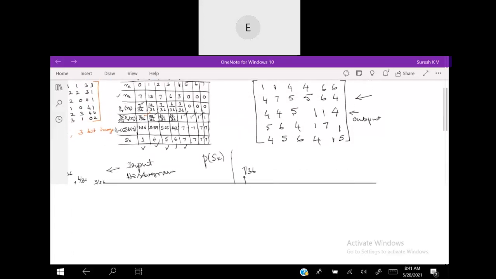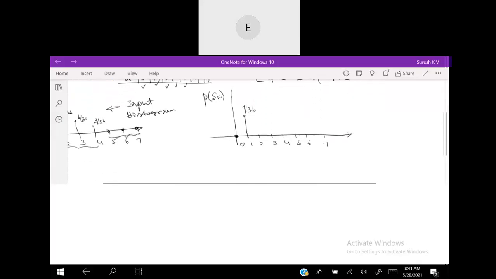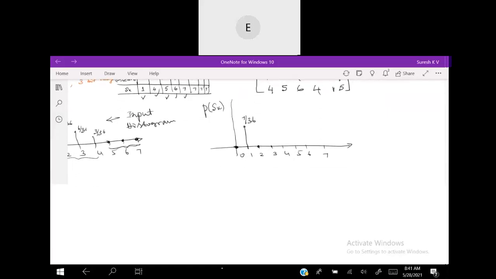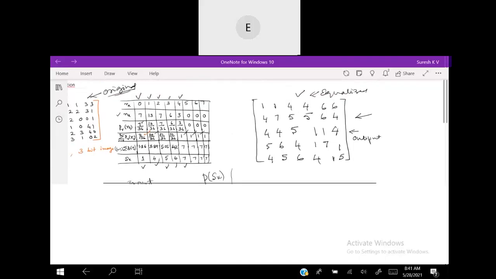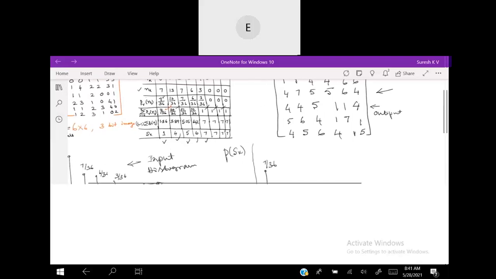Are there any 2's in the output image? No. Just observe, no 2's are there. So that means probability of 2 is 0. Are there 3's? No. So probability of 3 is also 0. Number of 4's. How many 4's are there? 1, 2, 3, 4, 5, 6, 7, 8, 9, 10. That's all. I think I have not written one line.